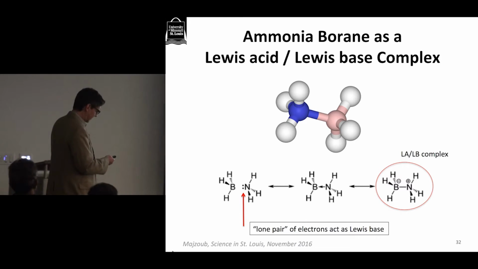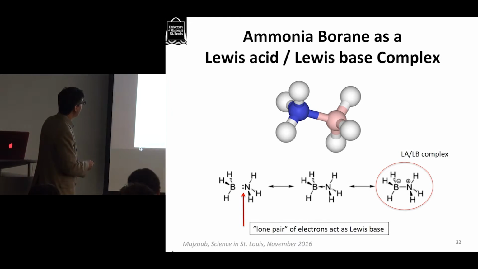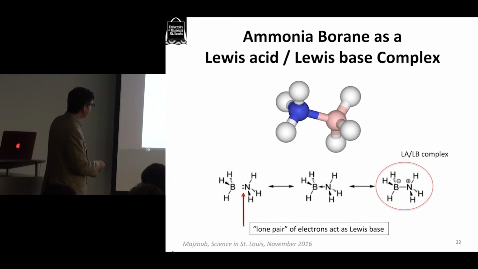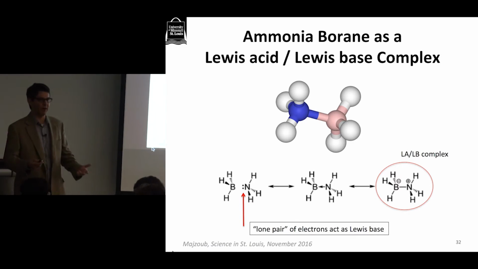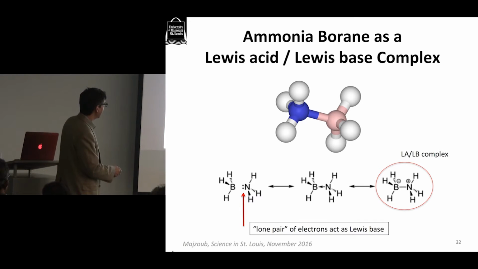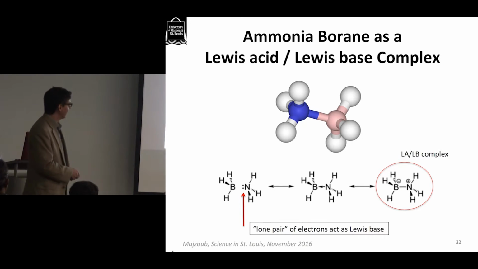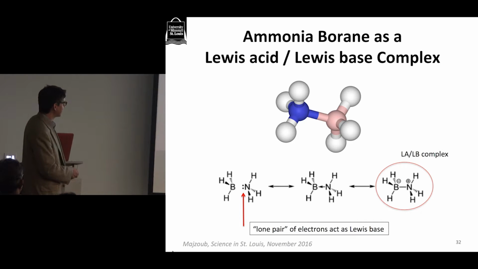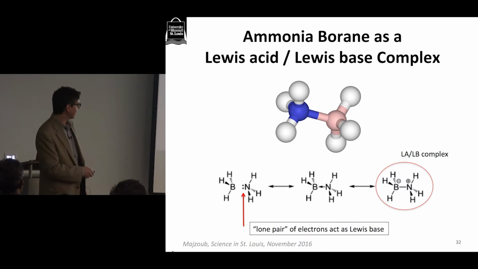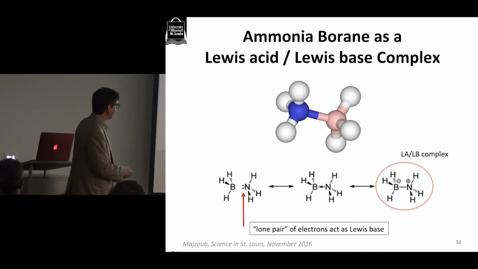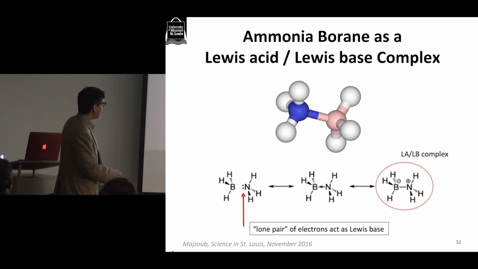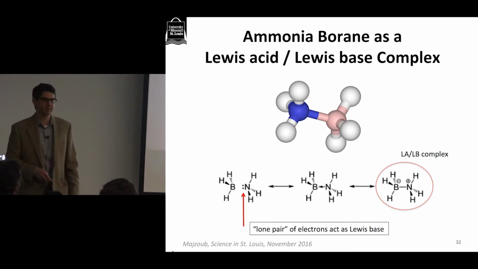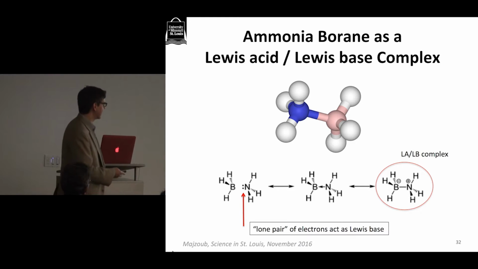So let's look at a Lewis acid, Lewis base complex. This is a very simple example of one. I have BH3, which is borane, it's half of diborane, and then I have an NH3 molecule, which is ammonia. If I get these molecules close together, there's what's called a lone pair of electrons on the nitrogen atom. This lone pair of electrons acts as a Lewis base. It can donate to the boron, and it does donate to the boron, and I can form this complex, which forms a molecule of ammonia borane. This is a basic example of a Lewis acid, Lewis base complex.